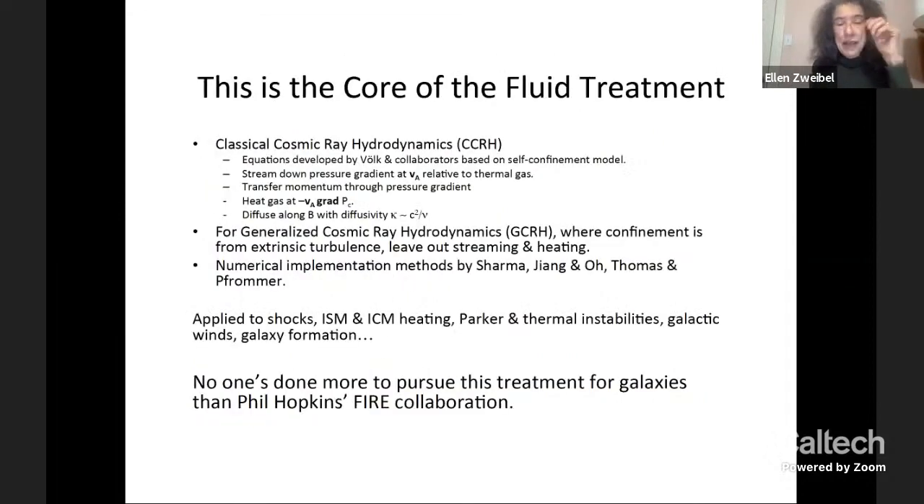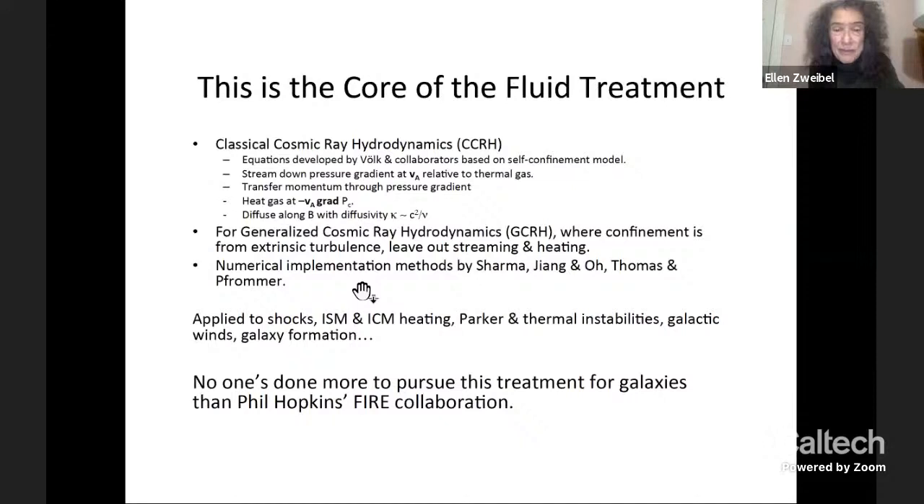Okay, so now we have this fluid treatment. It was originally developed in the 1980s by Heinz Völk and his collaborators. They were interested in how cosmic rays interact with shocks. They stream down their pressure gradient at the Alfvén speed relative to the thermal gas. They transfer momentum through their pressure gradient. They heat the gas, and they diffuse with a diffusivity given by this, which can be calculated for marginal stability.